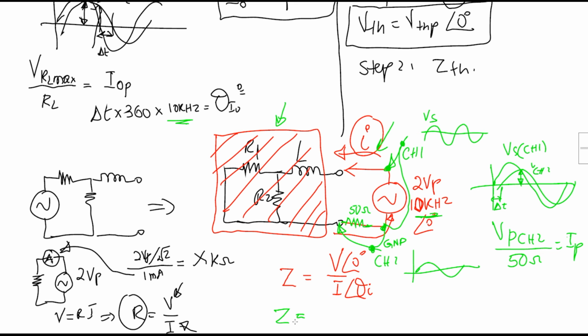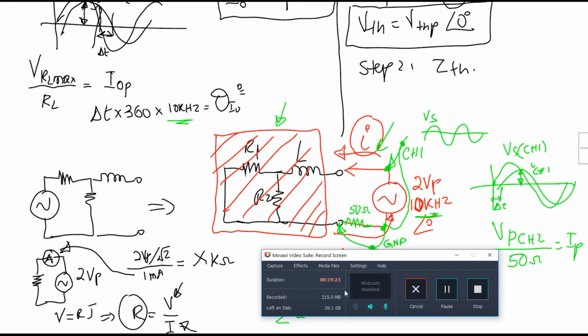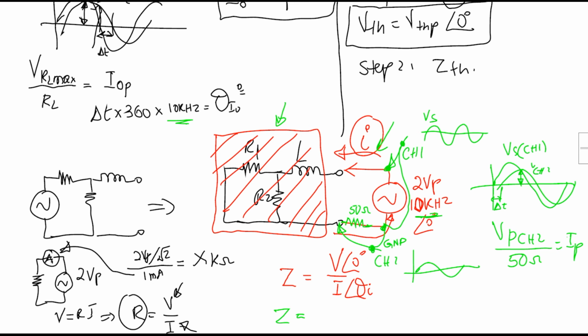So Z will be equal to this V here, 2 volt for example, with angle 0, divided by this V peak of channel number 2 divided by 50 ohms, with its angle theta I. So the result will be Z, the magnitude, this V divided by this here, with another angle which should be negative theta I.